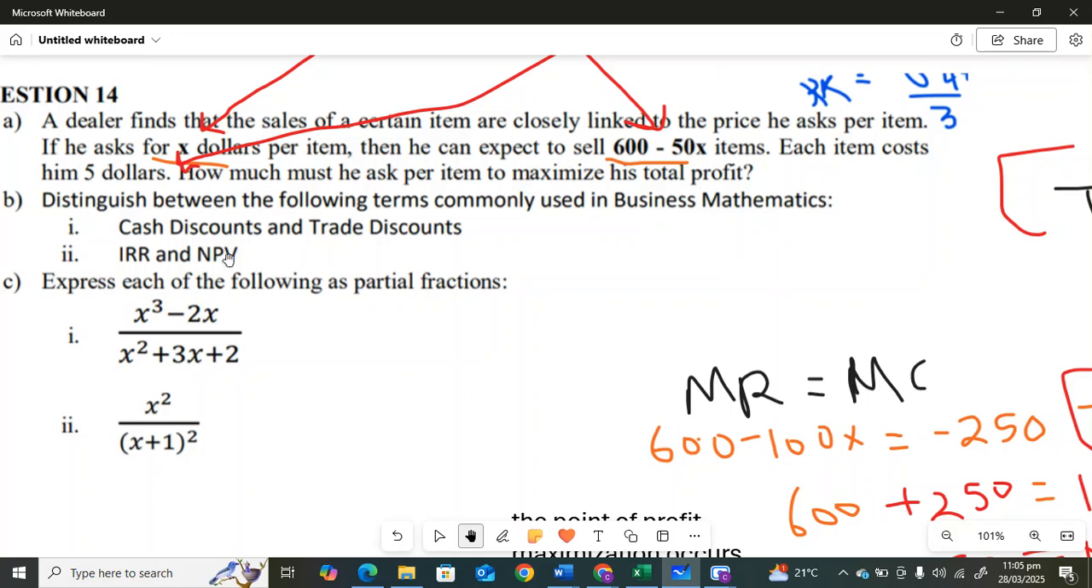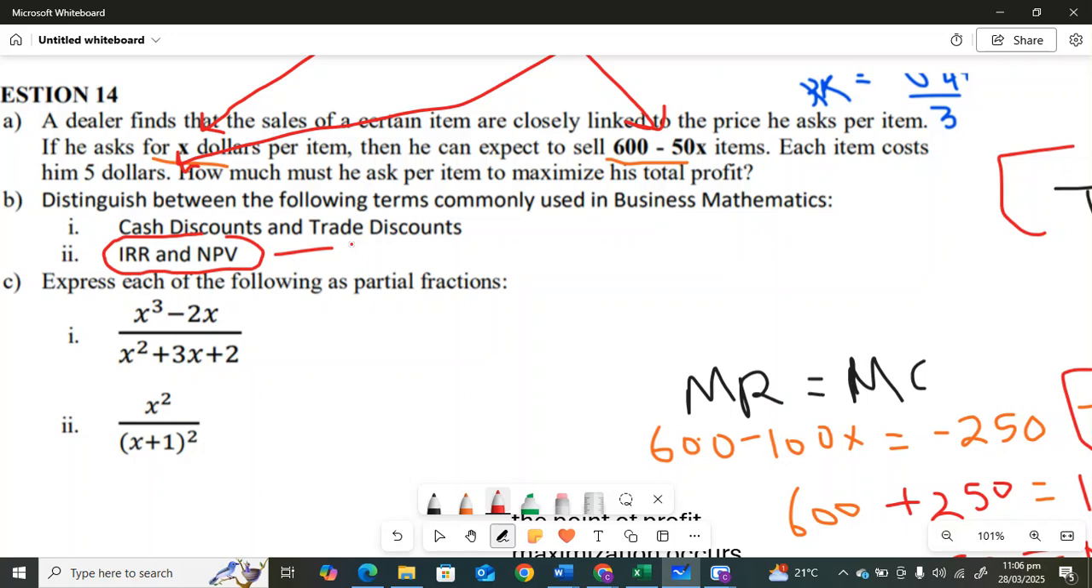IRR and NPV, these are techniques used to decide what to invest in. It's going to take me long to explain how these techniques work, so I'll give you notes on them, but just know that these are techniques used for deciding on what to invest in. These are techniques companies use.